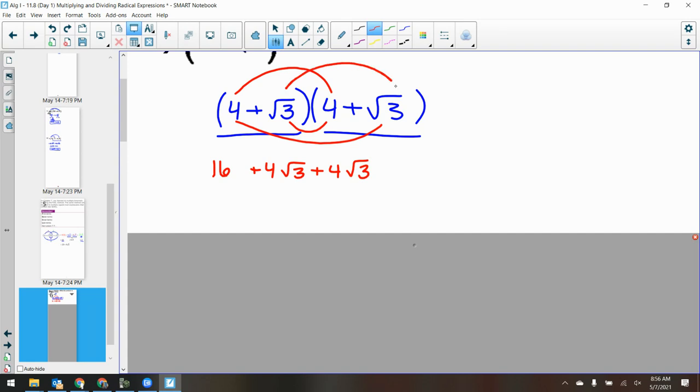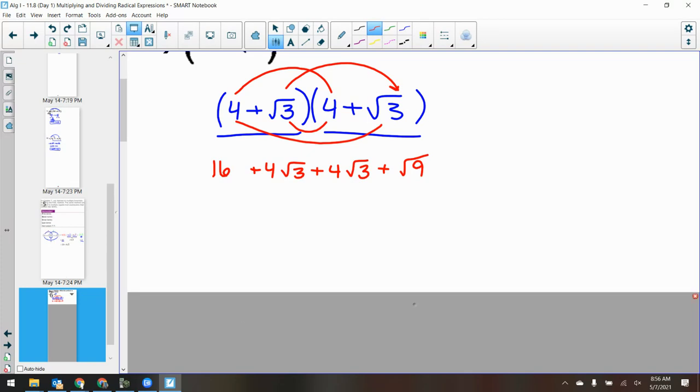Now my last, radical 3 times radical 3, would be the square root of 9. Now, if you want to just jump ahead and just write 3, that would be fine as well. All right. So we've got 16 plus 8 radical 3 plus the square root of 9, which is 3. 16 and 3 make 19.